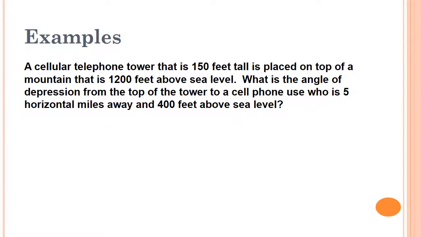The tower that is 150 feet tall is placed on top of a mountain that is 1,200 feet above sea level. What is the angle of depression from the top of the tower to a cell phone user who is 5 horizontal miles away and 400 feet above sea level? Strongly suggest you make a triangle for this, make a picture. Pause the recording, give this a try, and resume to check your answer.